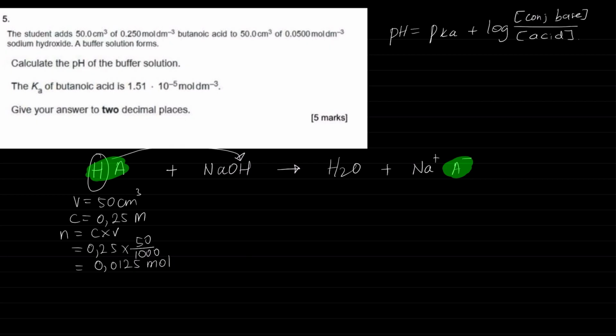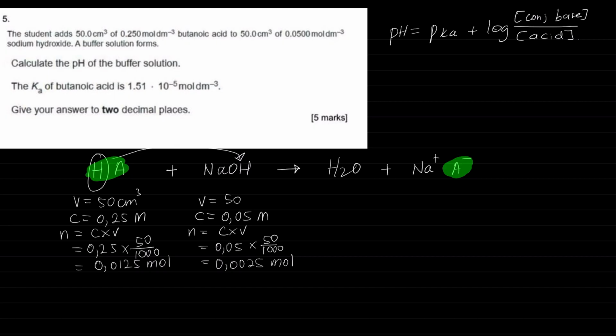Now we'll repeat for NaOH. We've been given the volume is 50. We've been given a concentration of 0.05. We can calculate number of moles. So C times V again, 0.05 multiplied by 50 over 1,000, and that gives us 0.0025 moles.